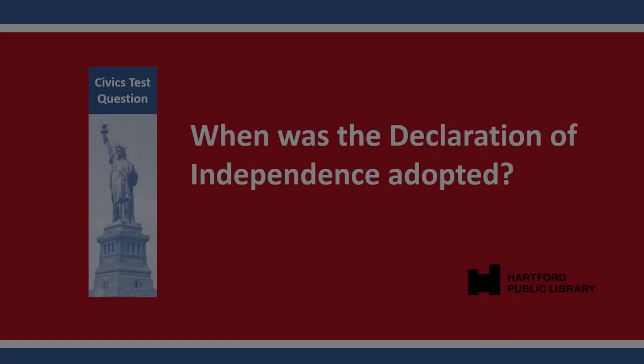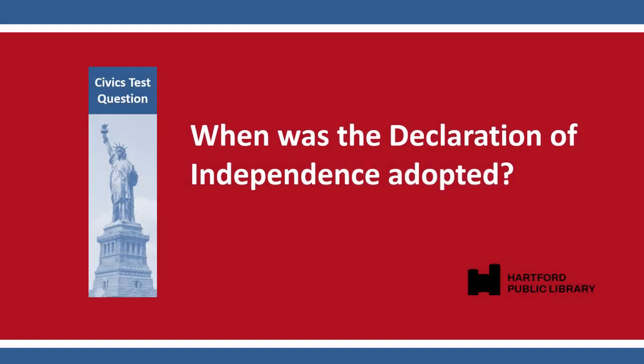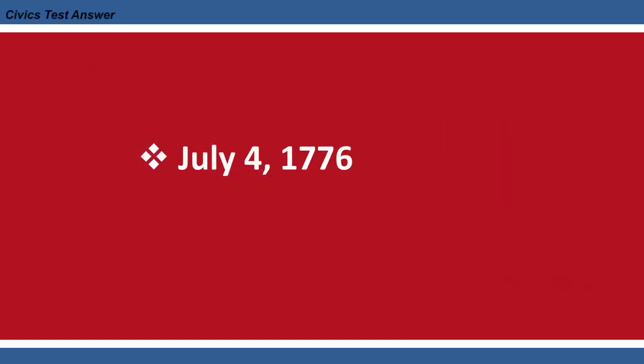Civics test question. When was the Declaration of Independence adopted? July 4th, 1776. The Declaration of Independence was adopted by representatives of the 13 original colonies on the 4th of July in the year 1776.